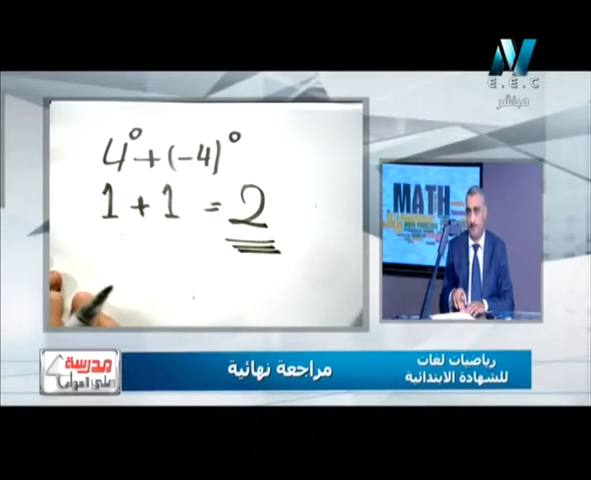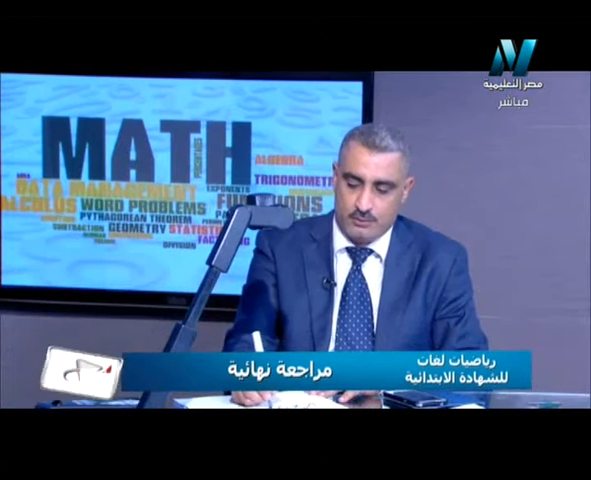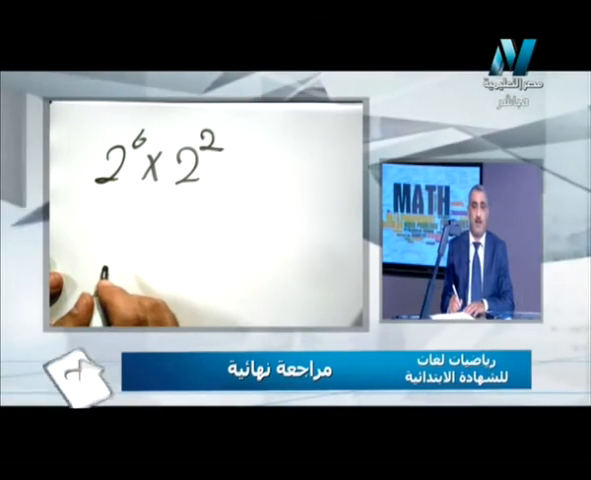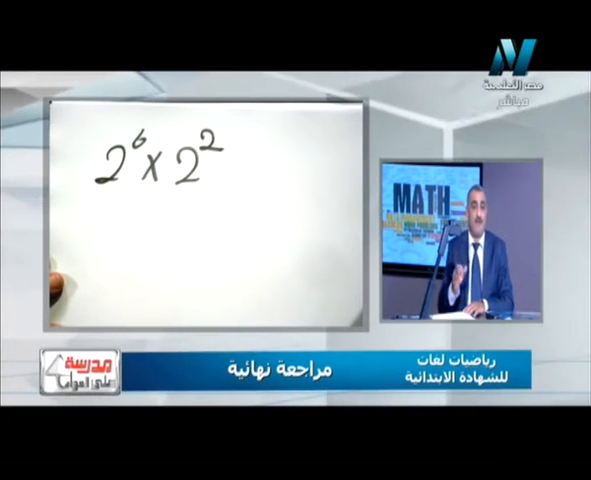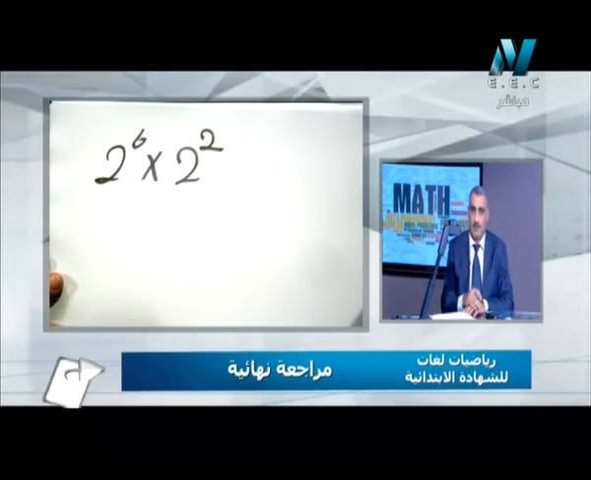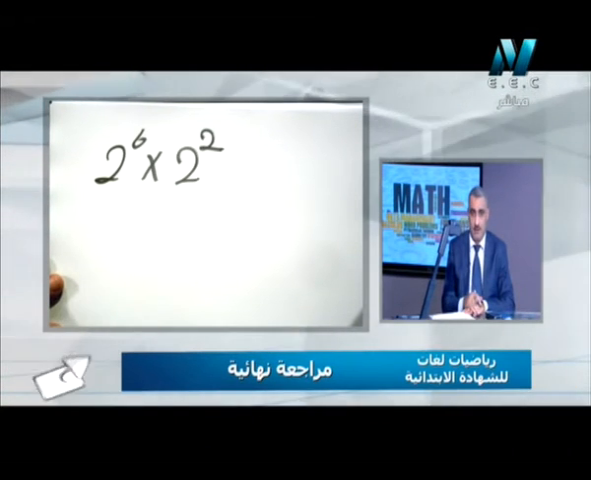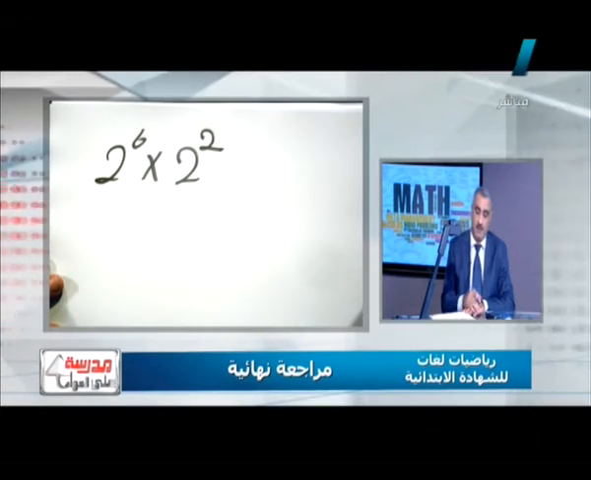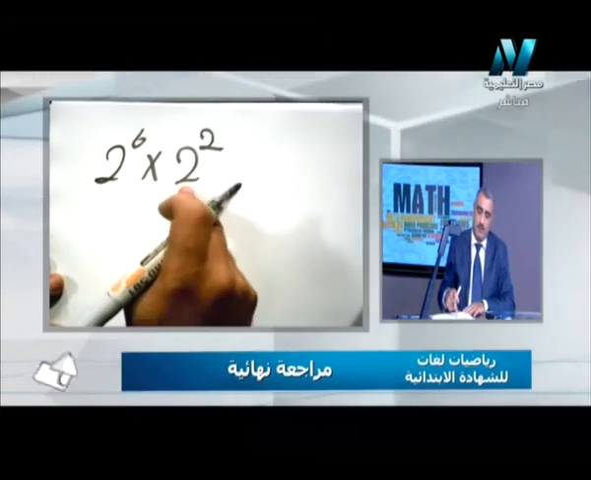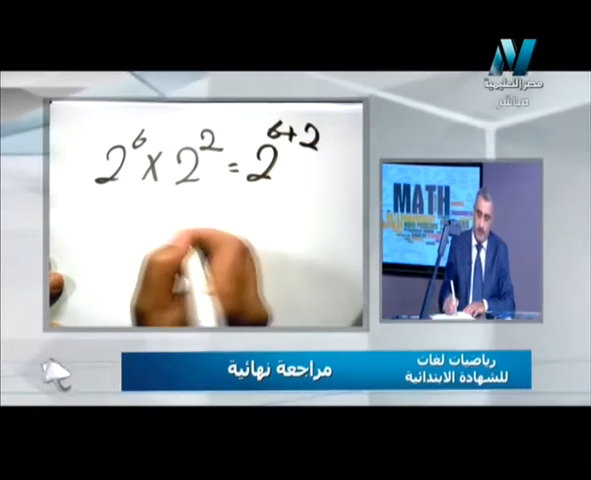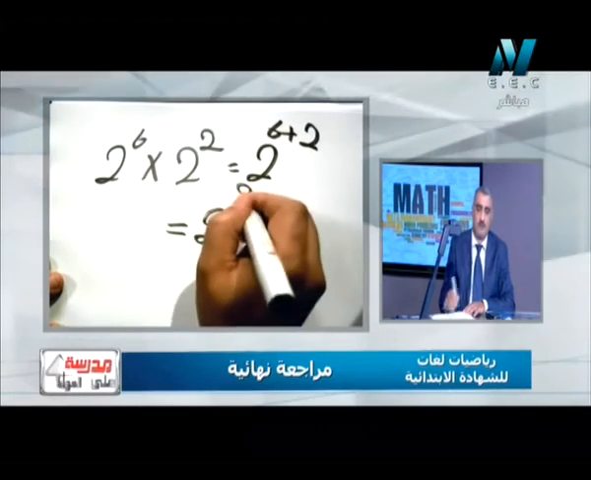So easy. Okay. 2 power 6 times 2 power 2 equals... How can I find the result, my dear students? When we multiply the similar bases, we have to find the sum of the powers. We have to add the powers when we multiply the similar bases. 2 power 6 times 2 power 2. Excellent. 2 power what? 6 plus 2. So the result will be 2 power 8.